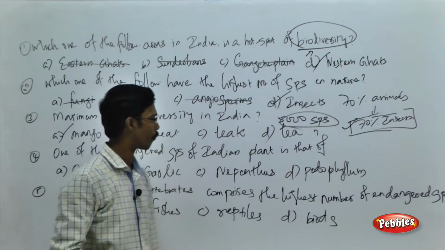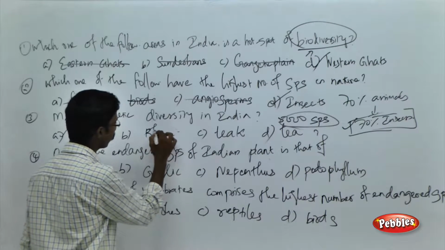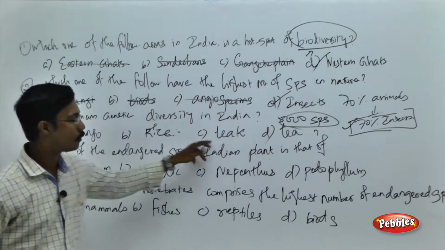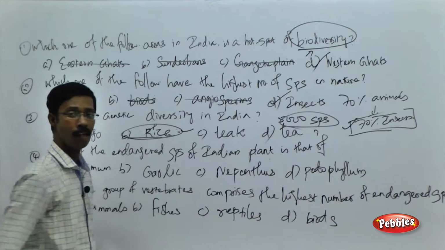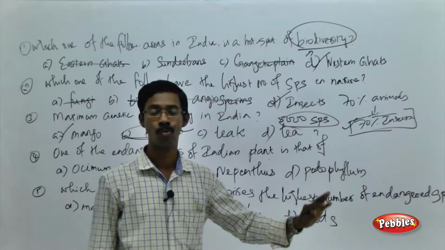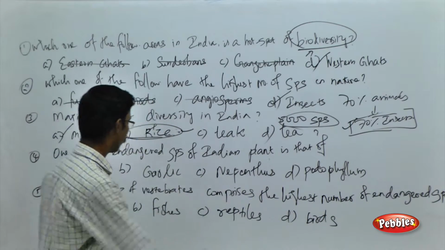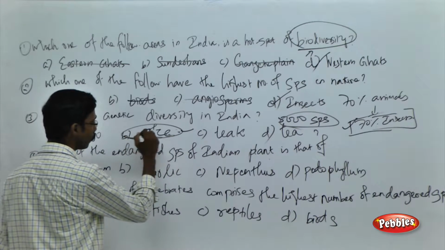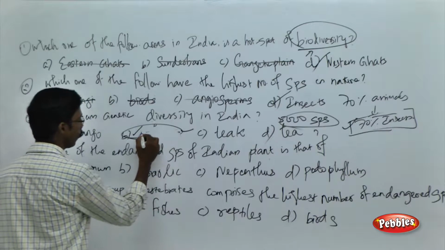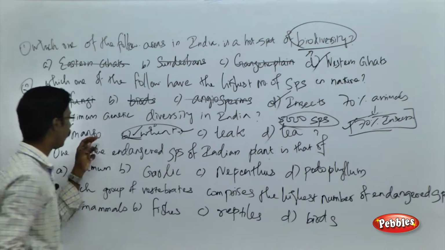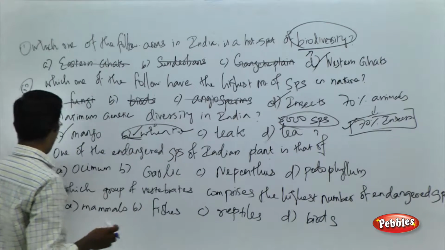Suppose instead of wheat, teak or tea, you have mango, rice, teak and tea. You have to go for rice as the choice, because we have more than 10,000 varieties of rice available in India. So if you have rice as a choice, you have to choose rice. When there is no rice, when mango is available, then you have to choose mango as the most genetically diverse species in India. Fine. See the next question.